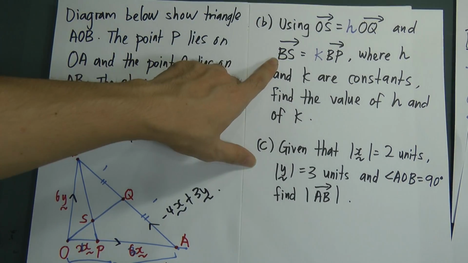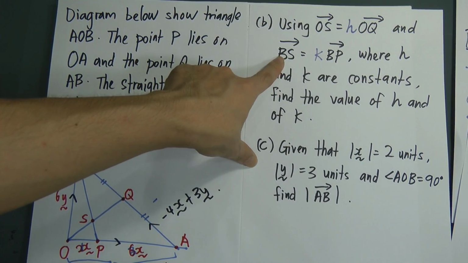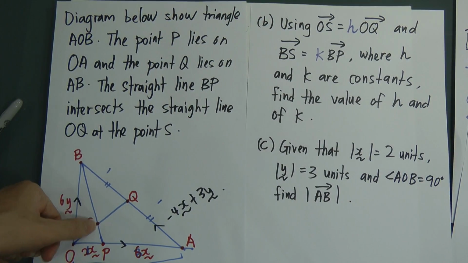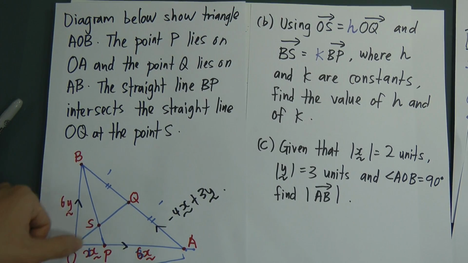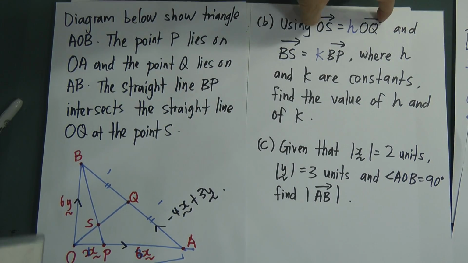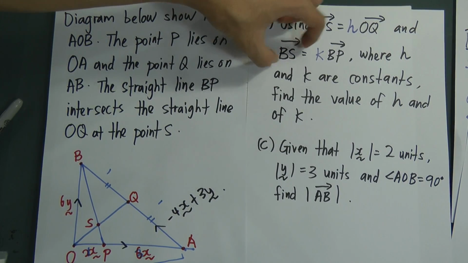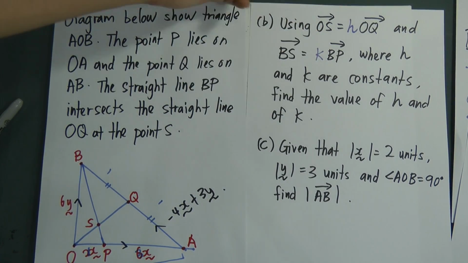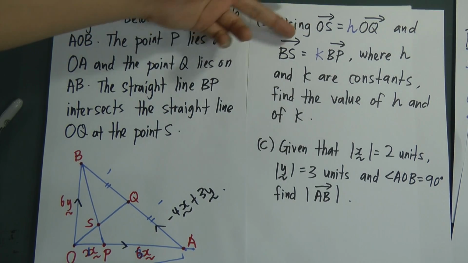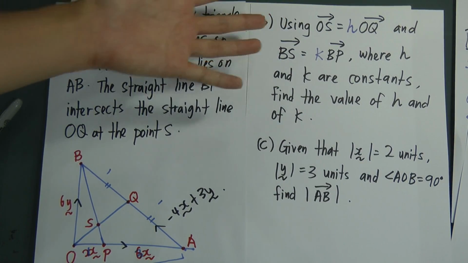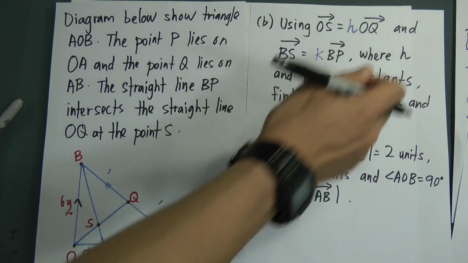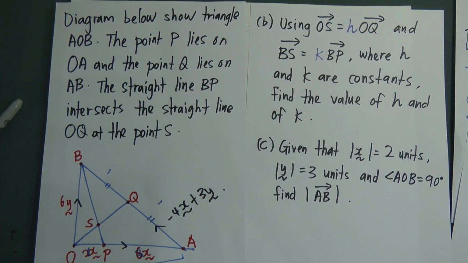Let's say BS. What is BS? If I expand BS, BS will equal BO plus OS. Then I can substitute the OS into this equation. You need to substitute one equation into the other. It's very important, because if you cannot make the connection between these two equations, you can never solve this question. This is a very important part because part B is worth 5 marks.